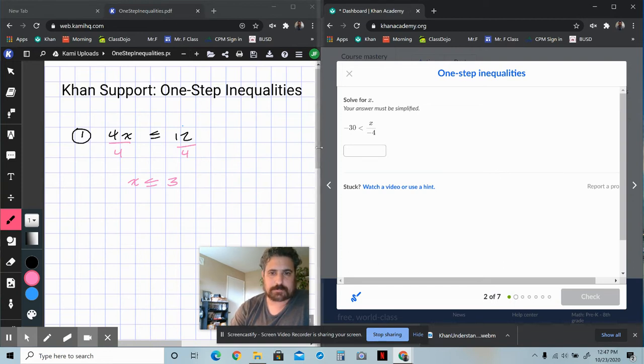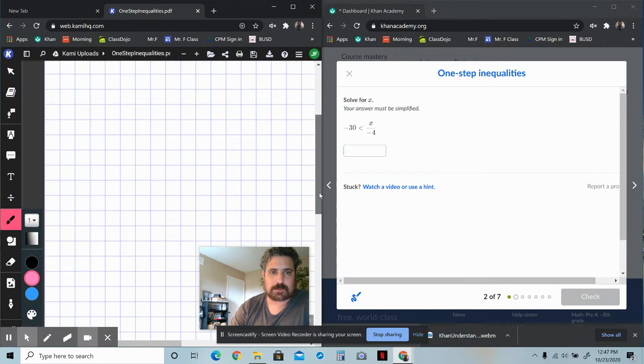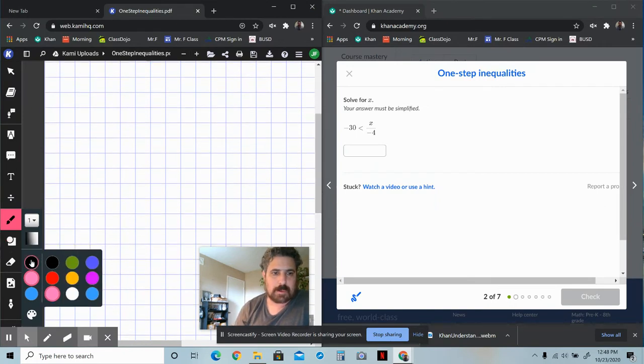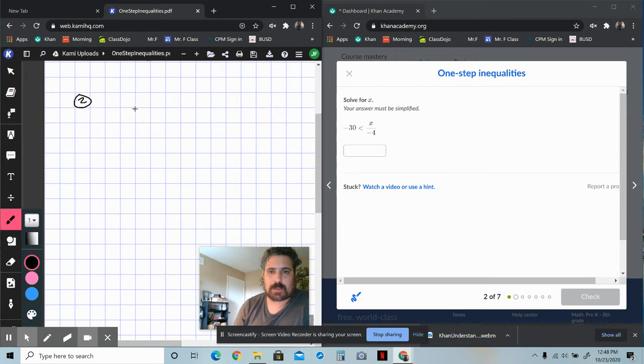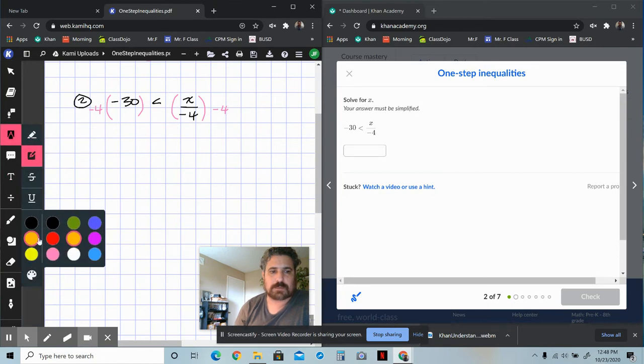Let's scroll down a little bit. The next one is negative 30 is less than x divided by negative 4. So in this one, you want to get the x by itself. How do you undo divide by negative 4? You multiply both sides by a negative 4. Now, when you multiply by a negative across an inequality, you have to remember to reverse the inequality. So in this case, you multiply both sides by a negative 4, so you're going to have to take that inequality and reverse it.